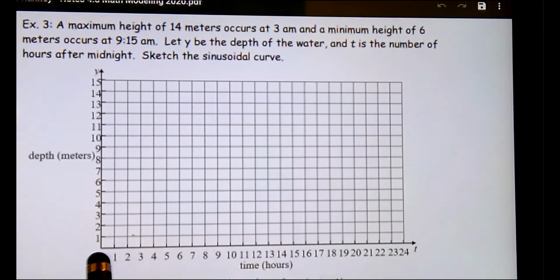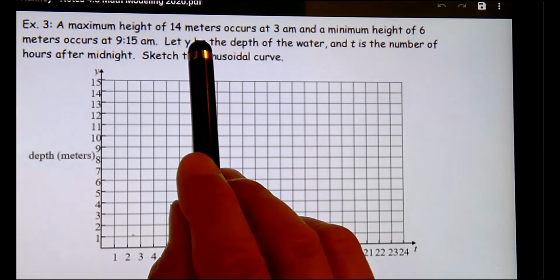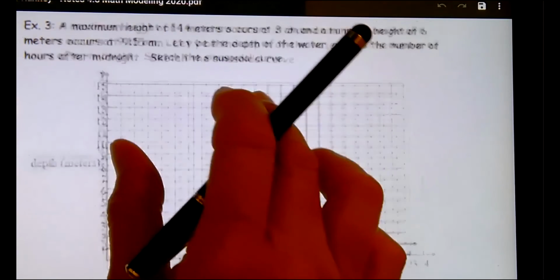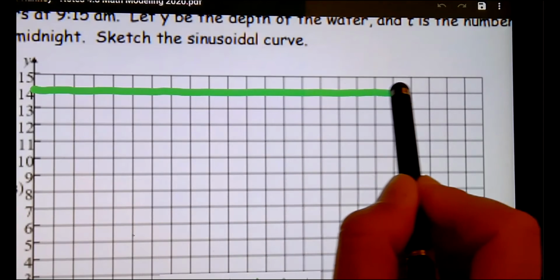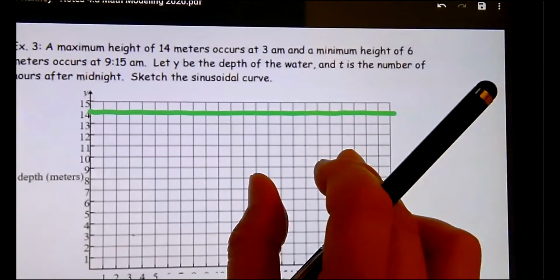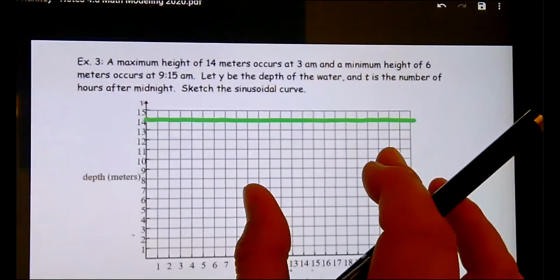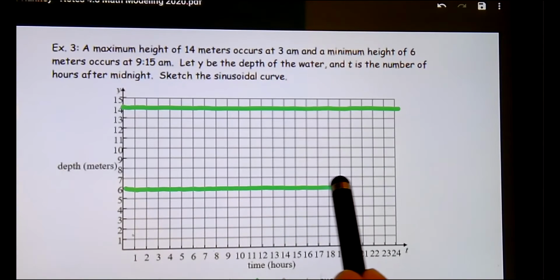At 3 a.m., so starting here, this is midnight, 1 a.m., 2 a.m., 3 a.m., and so forth. When I say that, it's really hours after midnight. So at 3 a.m., which is 3 hours after midnight, we're up at 14, and 14 is going to be a high. So let me draw that in, a high here at 14. And we also know that a low is going to occur at 6 meters. So I can also get my low at 6 meters.